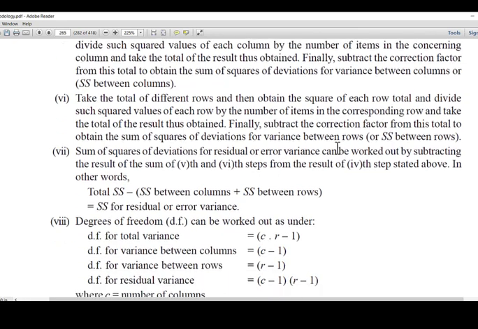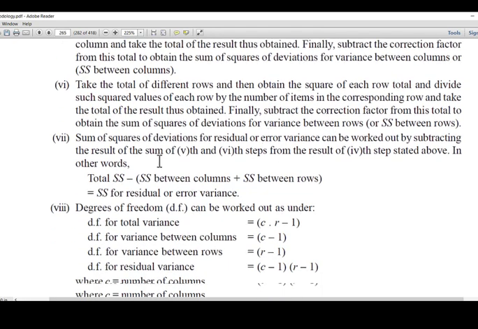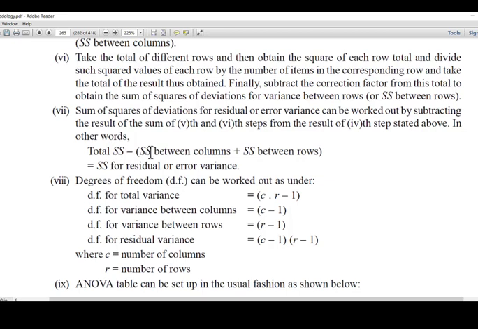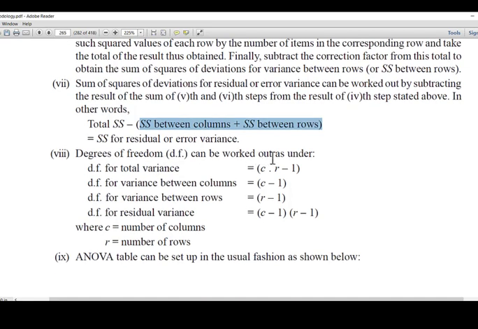to obtain SS between rows, and here total SS minus SS between columns plus SS between rows. That means these two terms in brackets, when these two are put together and subtracted from total SS, we get SS for residual or error variance. Then degrees of freedom can be worked out as under.